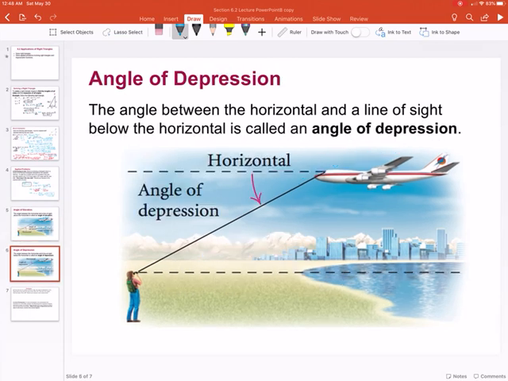All right, and I'll show you a picture. There's the angle of depression for that same object. So again, the key is you're drawing in your horizontal and then your line of sight, the angle between the horizontal and the line of sight. Make sure it's angle of elevation if you're looking up, or depression if you're looking down.